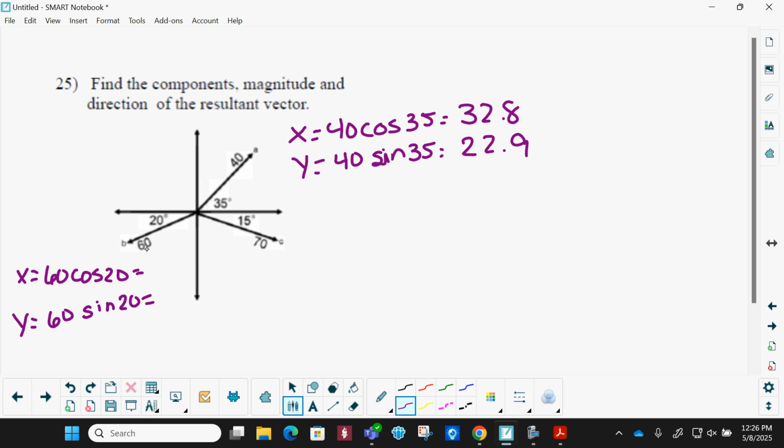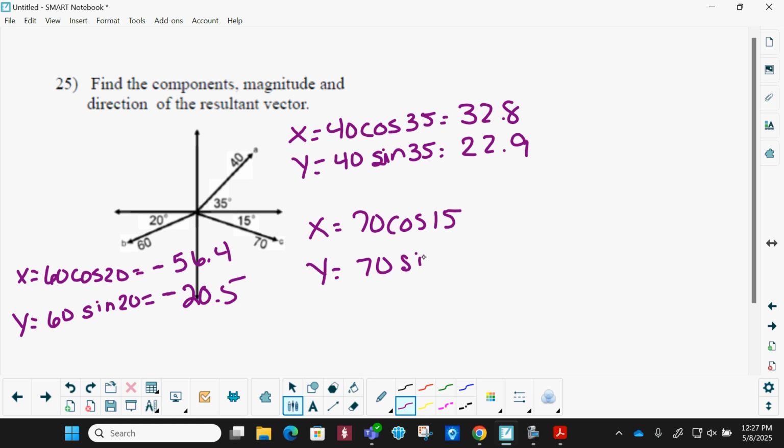We are in quadrant 3, so remember all my values will be negative. So I'm going to hit sine first. So negative 20.5 and cosine of 20, negative 56.4. And then one last time here. 70 cosine 15 and 70 sine 15.